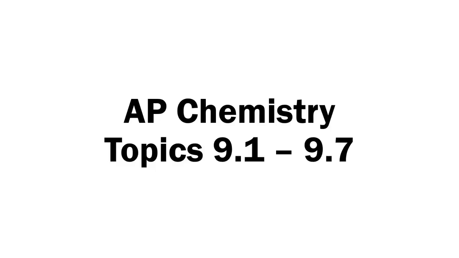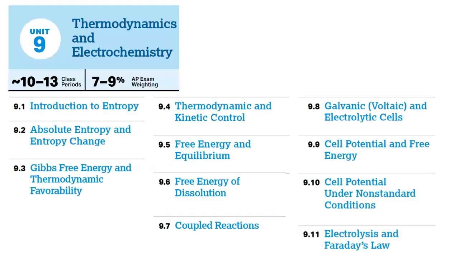These are the answers to the AP Chemistry packet that covers topics 9.1 to 9.7. On this slide, you can see Unit 9 at a glance. Unit 9 is entitled Thermodynamics and Electrochemistry.